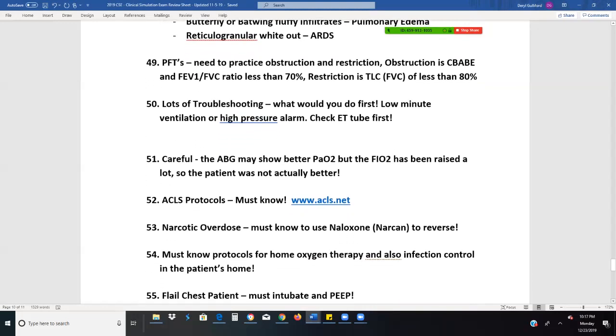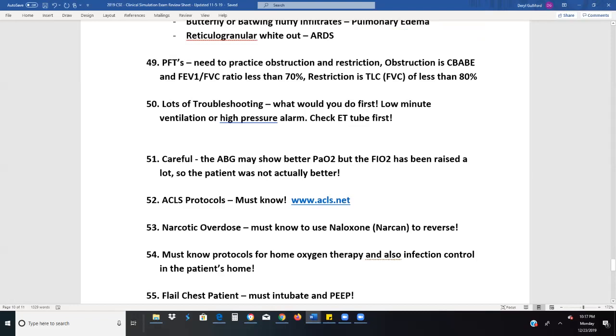PFTs, be sure you know the CBABE diseases. That's cystic fibrosis, bronchitis, asthma, bronchiectasis, and emphysema. If the FEV1 to FVC is less than 70, that is obstruction. Restriction is a low TLC. If you don't have TLC, then use FVC less than 80.